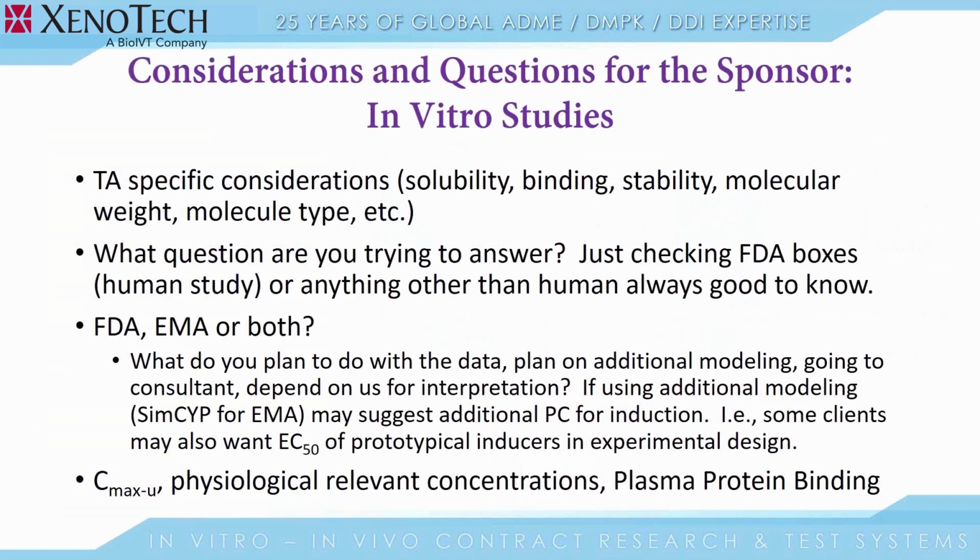For example, if this data is going to be used for additional modeling, we might throw in some additional positive controls for induction to make that data set slightly more robust. Also, some of our clients might want to include EC50s of the prototypical inducers that are used in the experimental design, so it's just good to have that information up front. Lastly, it's always really helpful to know, if it is known, the Cmax unbound of the drug. What are the physiologically relevant concentrations that the drug is going to be dosed at? And also, is there any plasma protein binding?